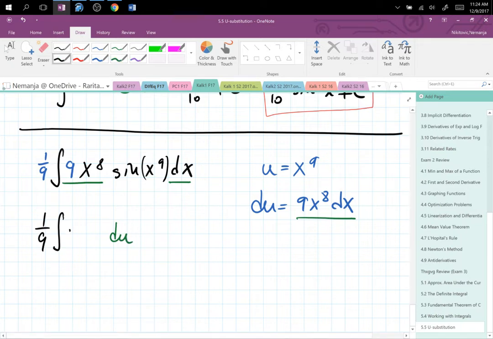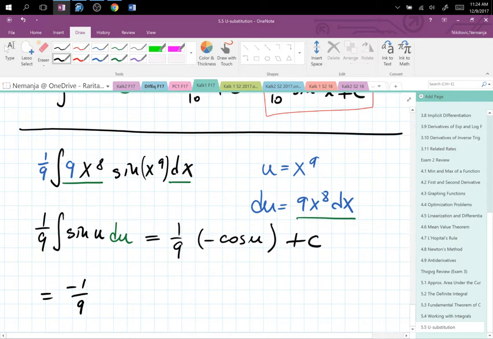So we have sine of u du. Right? So now that is going to be 1 over 9. Integral of sine is negative cosine u plus c. I don't care about u, I care about the x. So negative cosine of x to the 9th plus c.